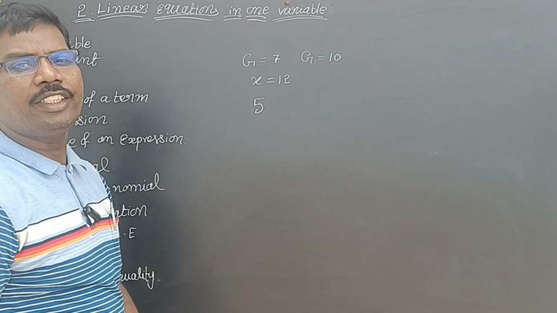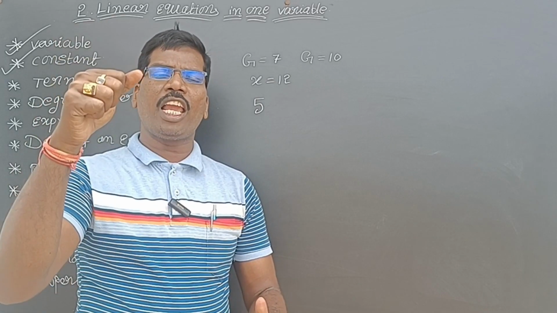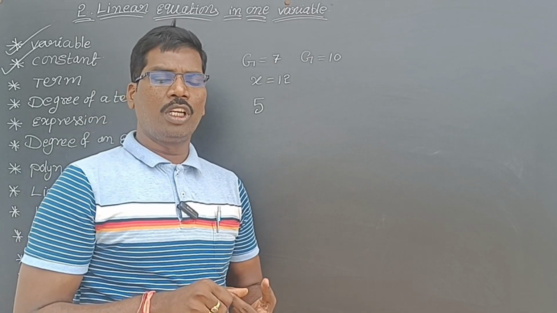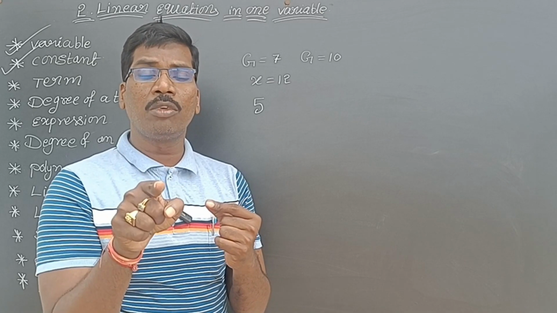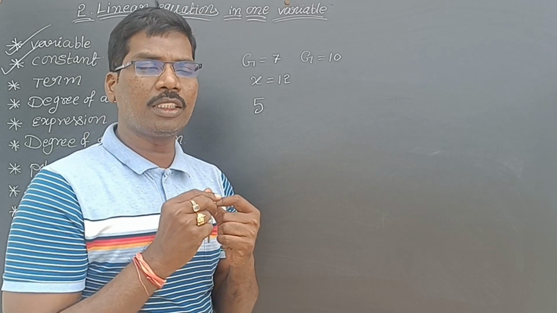Next, we are going to learn about a term. What is a term? A variable alone is a term. A constant alone is a term. The combination of variable and constant is also a term, but with only two fundamental operations, that is multiplication and division.